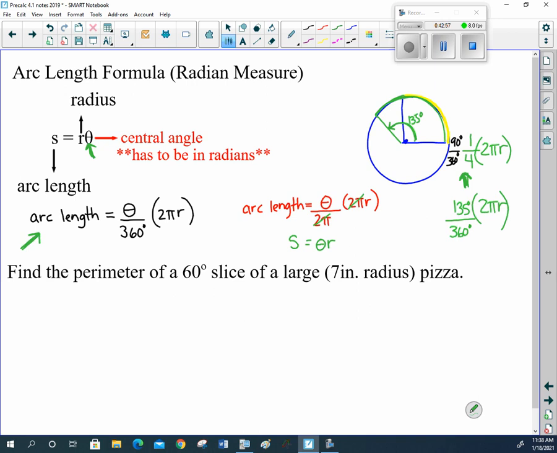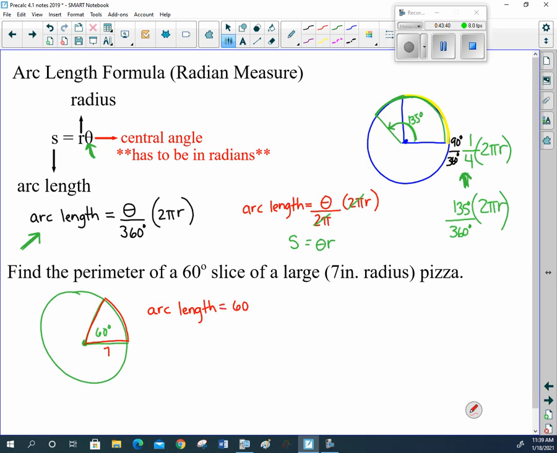Okay, so here we go. It says find the perimeter of a 60-degree slice of a large 7-inch radius pizza. So if we're going to find a piece, here's my pizza, and here's my piece of pizza. It's 60 degrees. I want the perimeter of that piece of pizza. This is 7 inches right here. I need to know this plus that. So I need to find the arc length. Now, if you wanted to, I'll do it both ways. It's given to me in degrees, and I know the formula for degrees, so I think I'm just going to use the formula they give me.